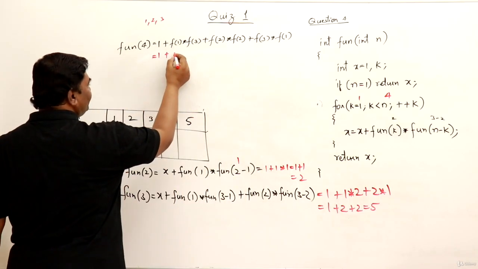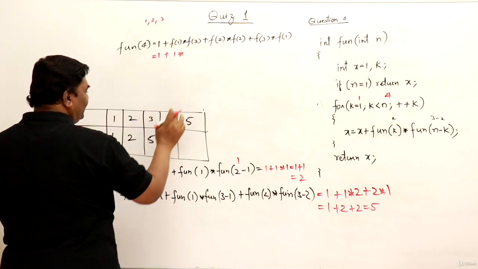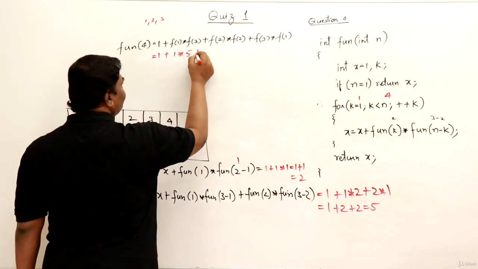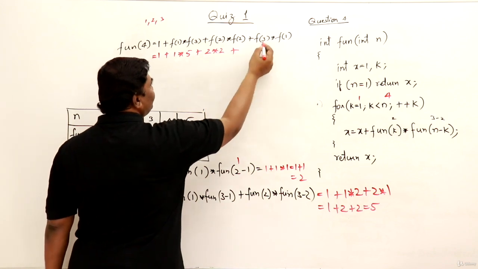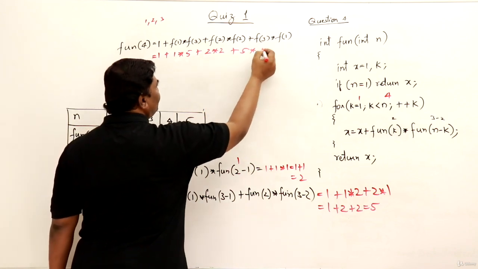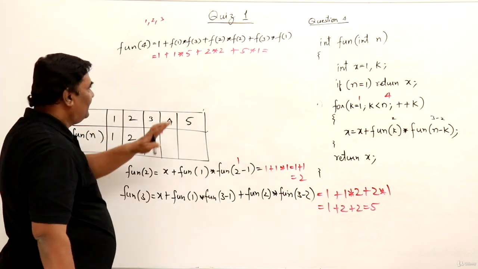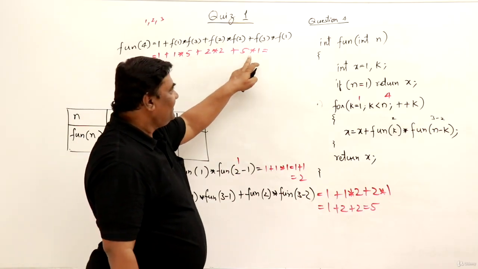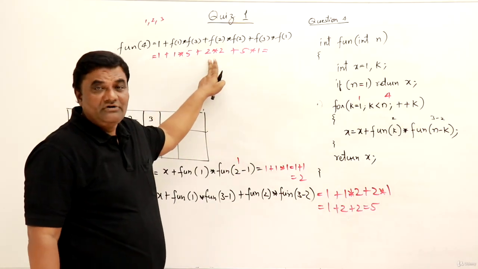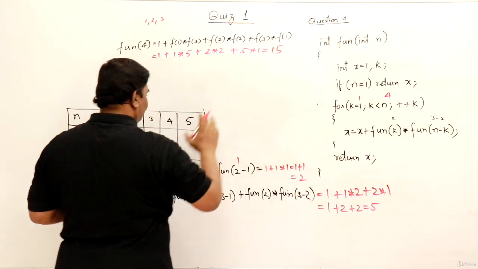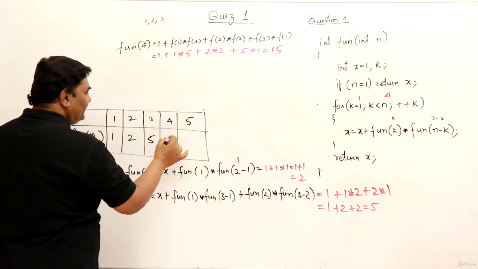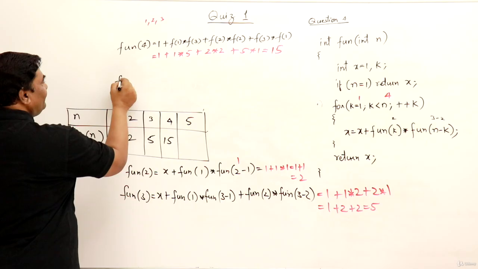f of 1 is how much? 1 into f of 3 is how much? 5. Plus f of 2 is 2, so this is 2 into 2. Plus f of 3 is 5 into f of 1 is 1. So how much is this? 5 plus 5, 10. 10 plus 4, 14 plus 1, 15. So this is 15. Then f of 5.